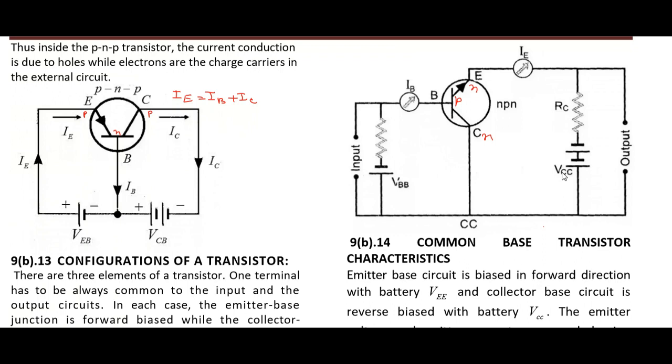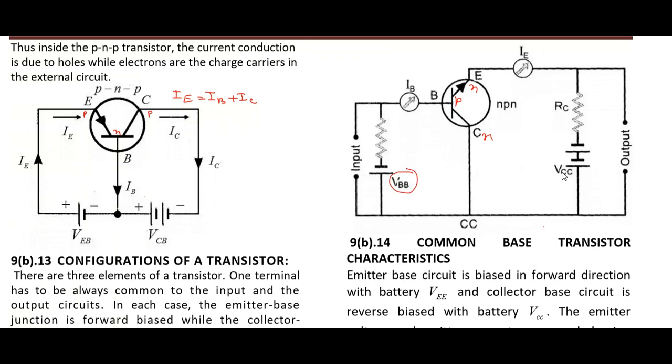So for forward biasing, P should be connected with positive, and for reverse biasing, it should be connected with negative. The emitter base junction has to be forward biased. P should be connected with... this is what we are taking. So this should be forward biased. So here the battery connection, to my mind, is not correct. It should be corrected.